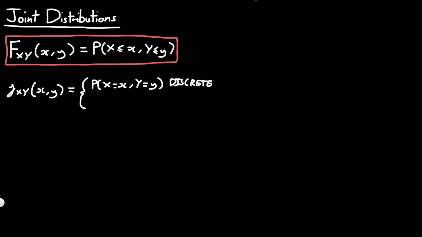Okay. And secondly, for the continuous case, we changed our frame of reference to probability densities or likelihoods, which I'll put here. So likelihood that our random variable x will be equal to x, and our random variable y will be equal to y. And so this is for the continuous case. Okay, and let me box that again as well.